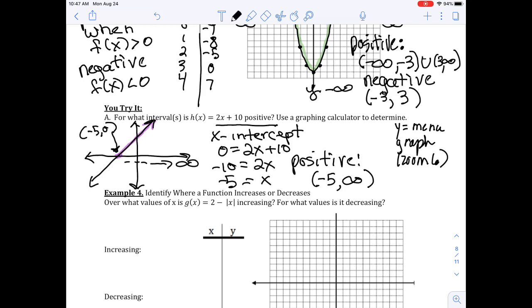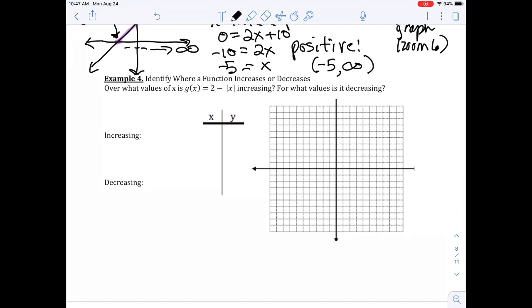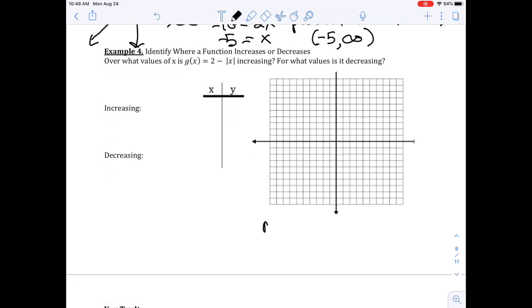Moving on to example 4. So now that covers positive and negative intervals. So identifying positive and negative intervals. Now I want to stress that when we identified the intervals, those intervals represented x values. All right. Now we're going to identify intervals where the function is increasing or decreasing. In order to do that, we have to know where the function reaches its highest or lowest point.